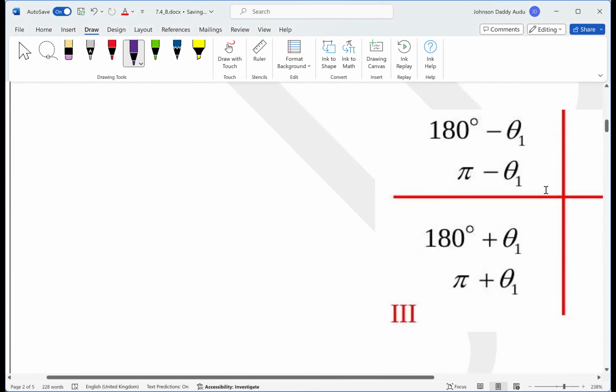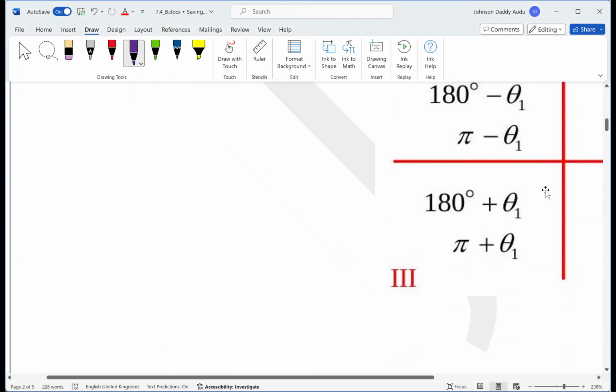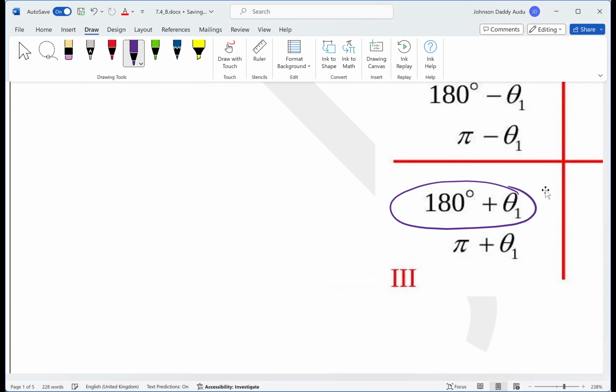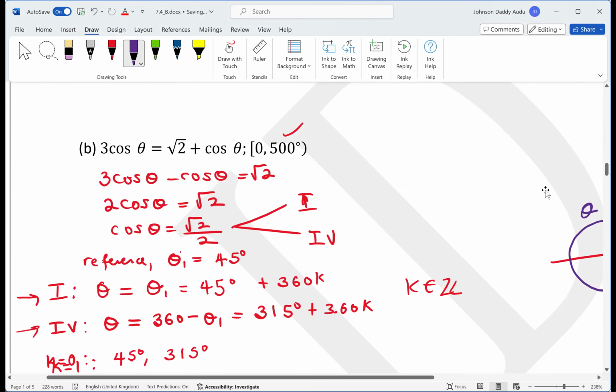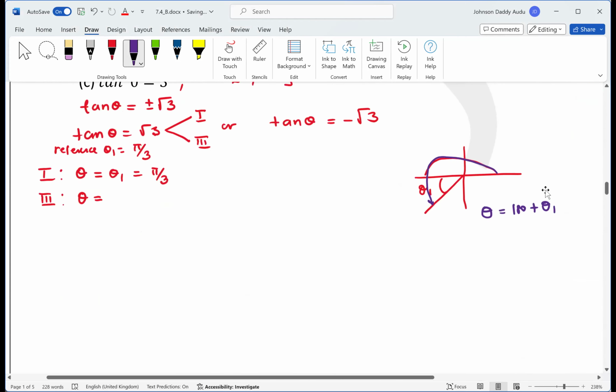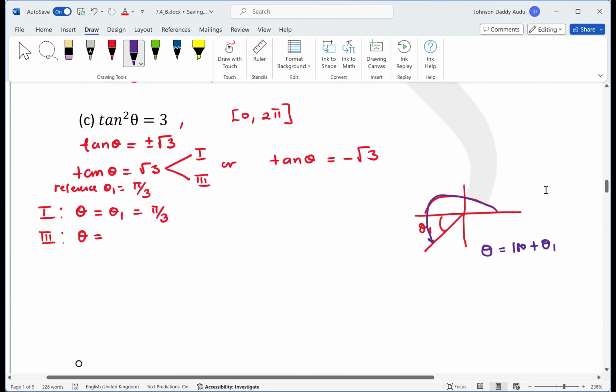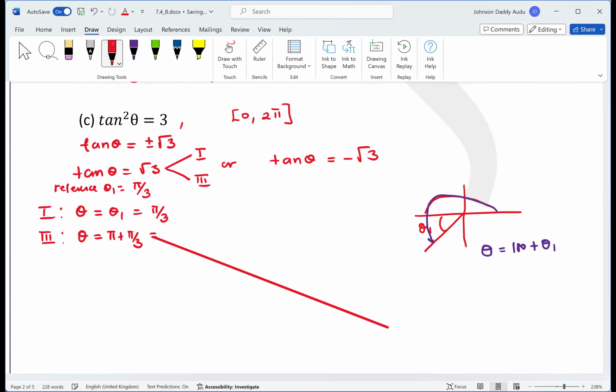As you can see, I think I have the chart here. So you see the chart. That is what happens in the third quadrant. So theta here is going to be pi, which is 180, plus pi over 3. So we have 4 pi over 3. All right.